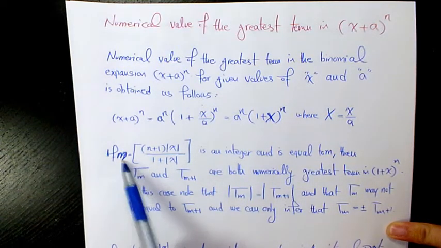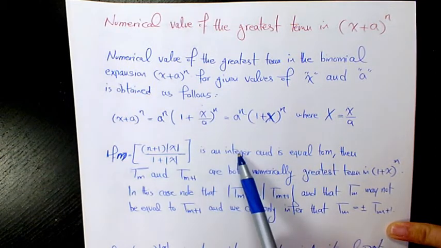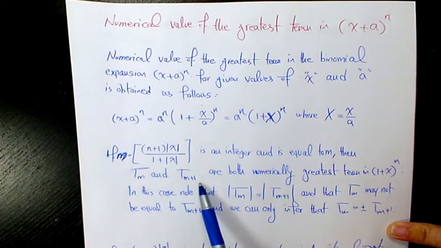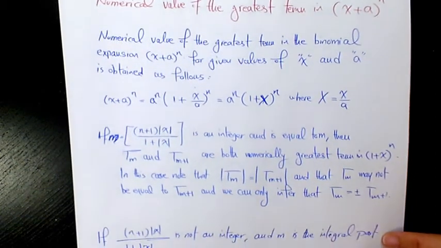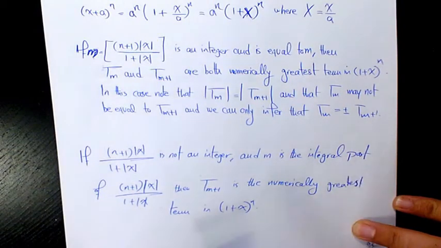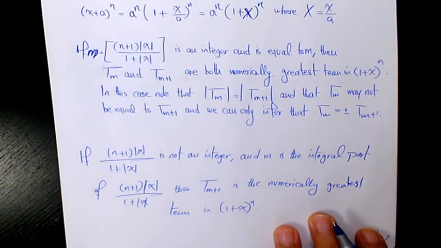So if m equals (n + 1) times the absolute value of X divided by 1 plus the absolute value of X, and m is an integer, then T_m and T_(m+1) are the numerically greatest terms in the expansion of (1 + X)^n. If it's not an integer, then the integral part of m is considered, and T_(m+1) is going to be the numerically greatest term in the expansion of (1 + X)^n. Let's see some examples so you can learn it better.